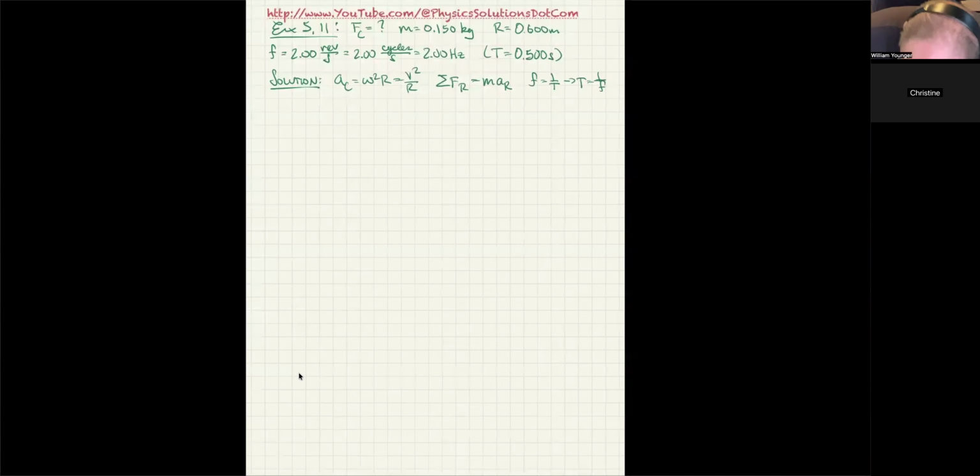And of course, if f is 2, 1 over 2 is 1 half. Therefore, you get the 0.500, which is what we're told and what I just wrote down. So now we can go about calculating it. But to do so, I need to draw a little picture.